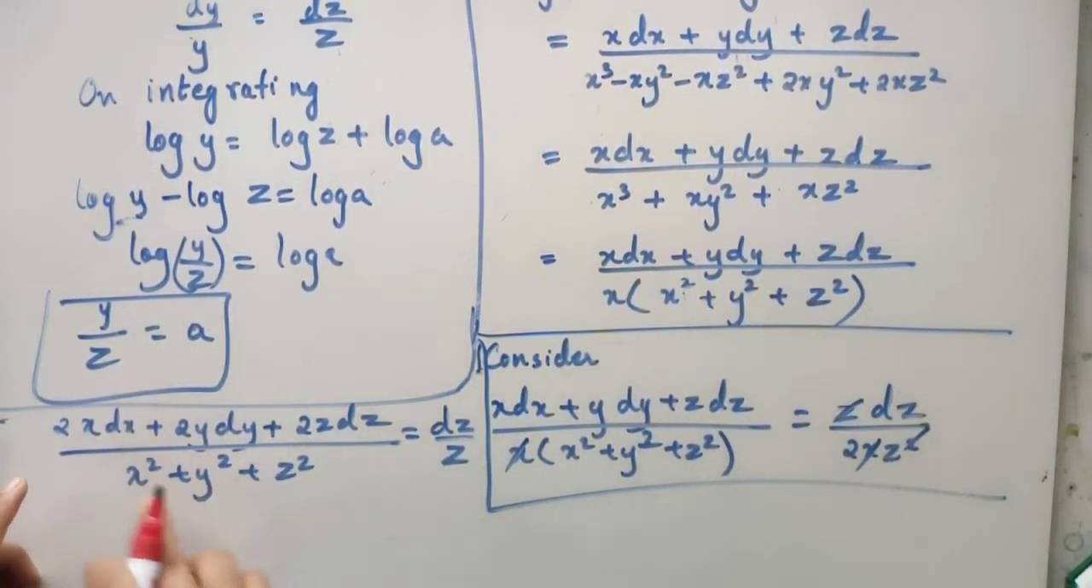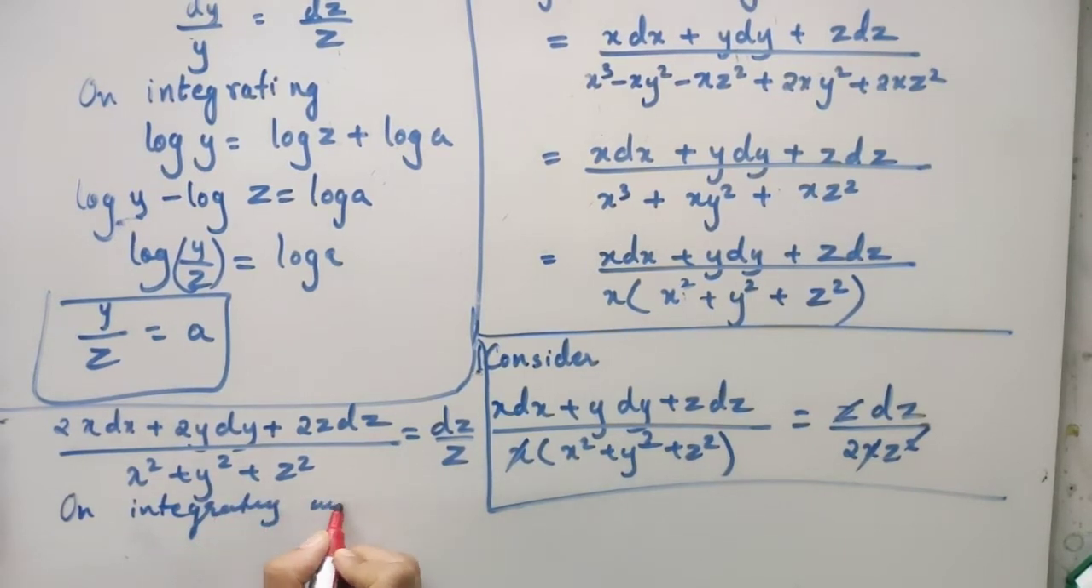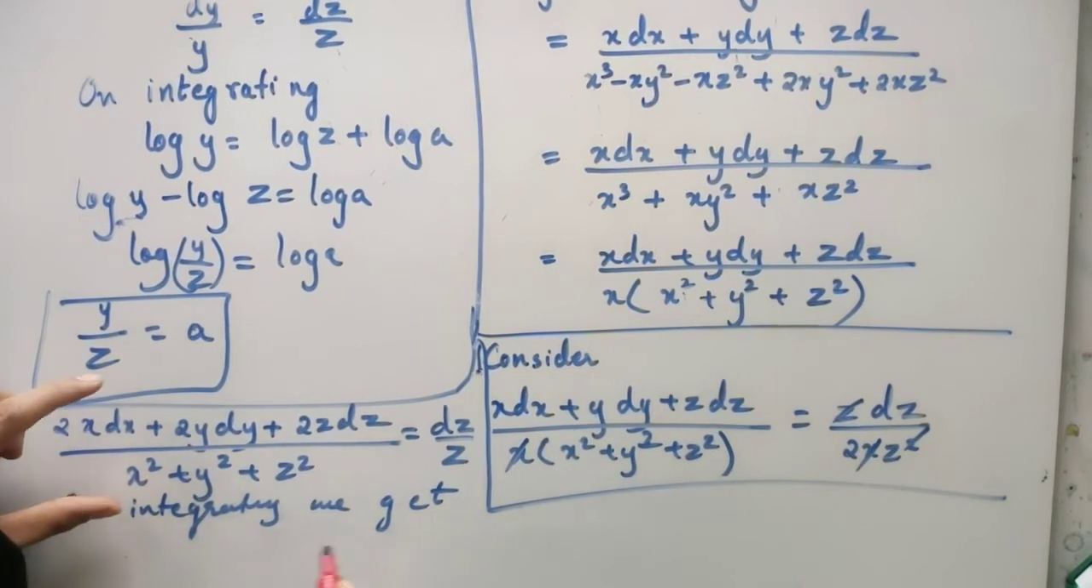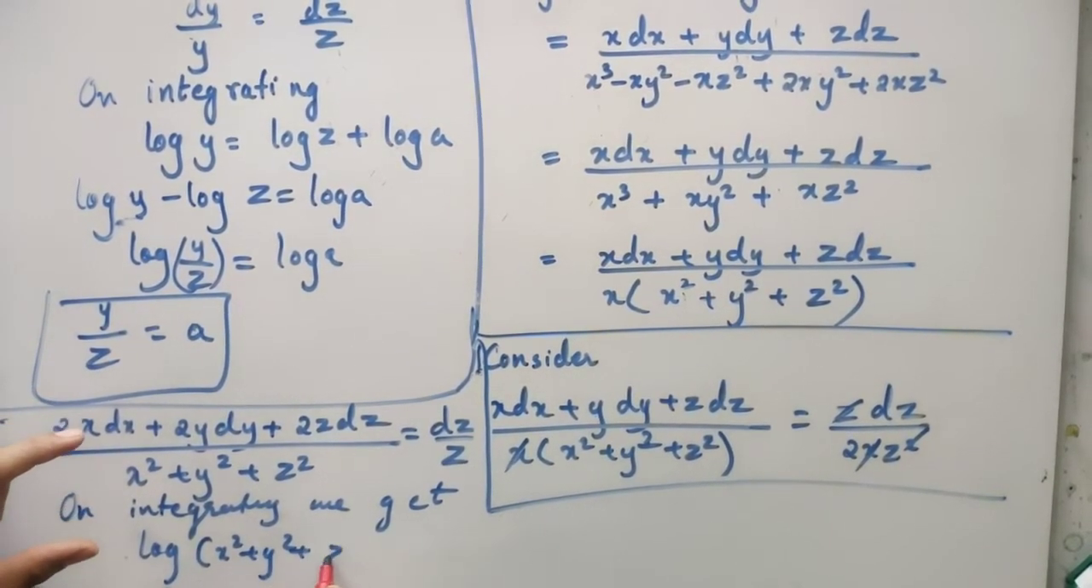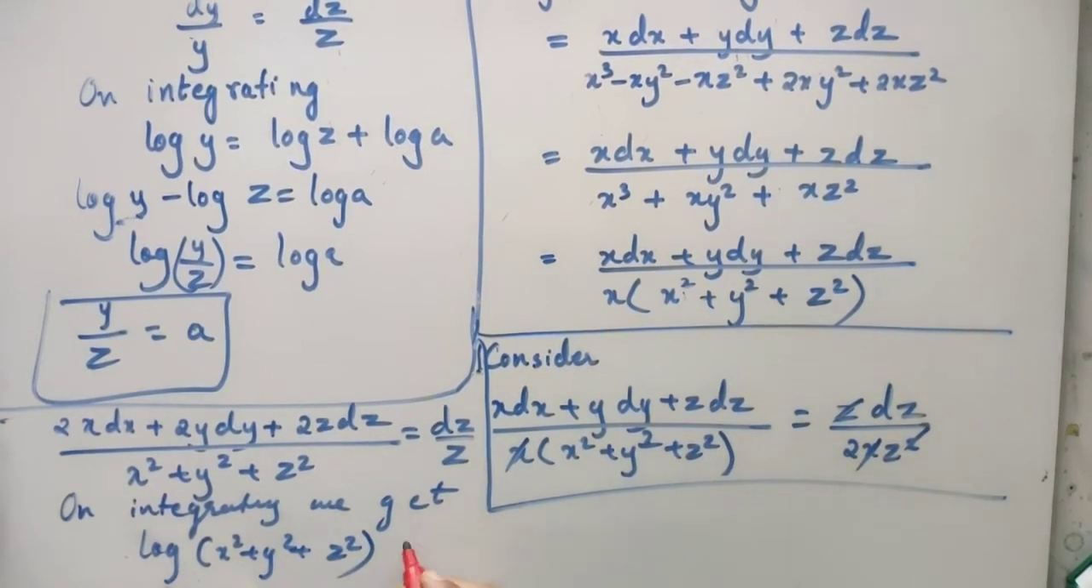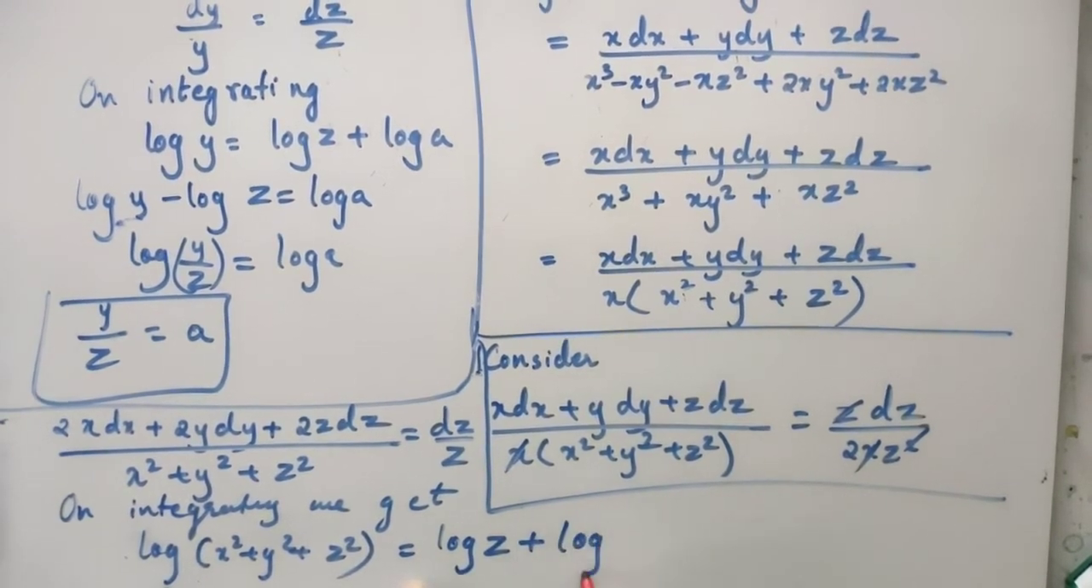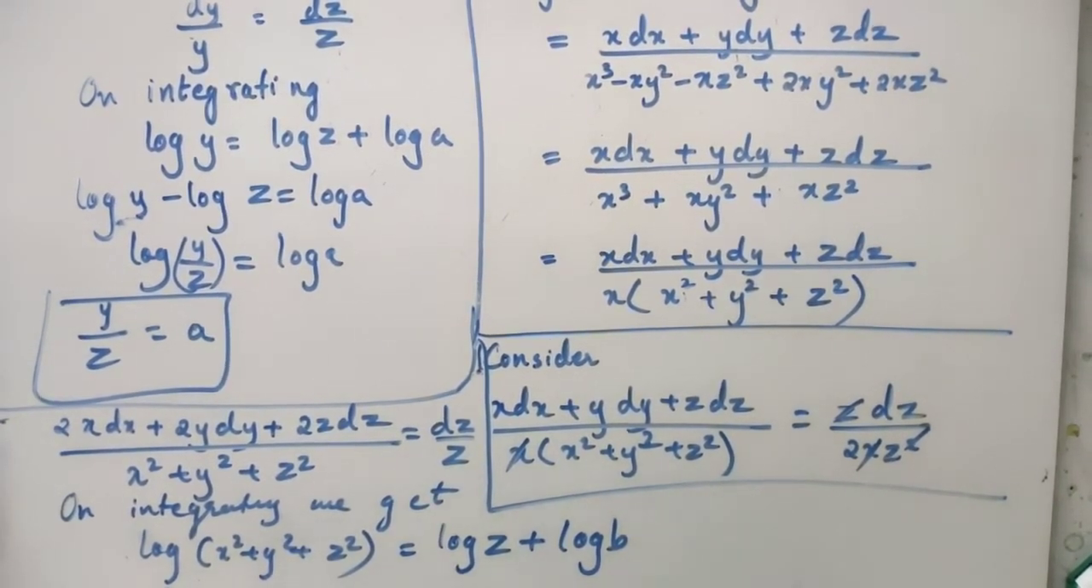Now if I integrate it on both the sides, on integrating, we get what is integration of this complete thing? It is nothing but log of x square plus y square plus z square, yes or no, is equal to integration of this. It will be log z plus some log b, arbitrary constant. I'll write it in terms of log only.